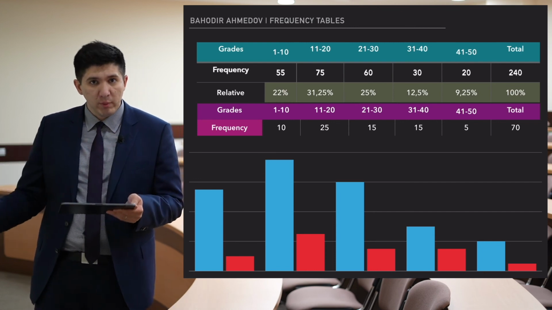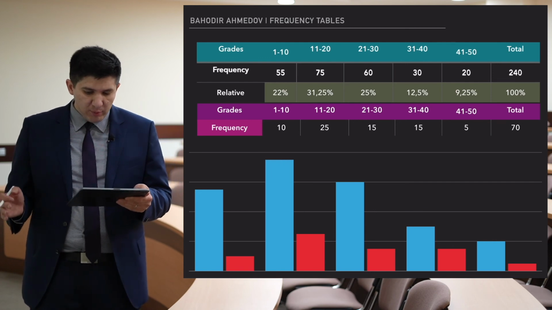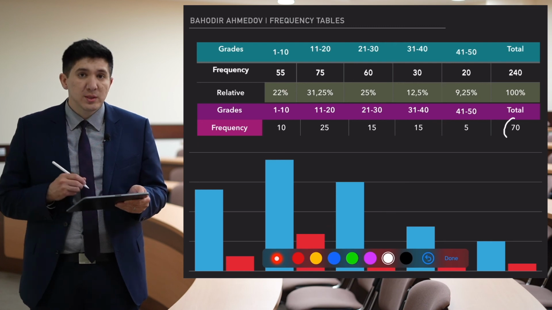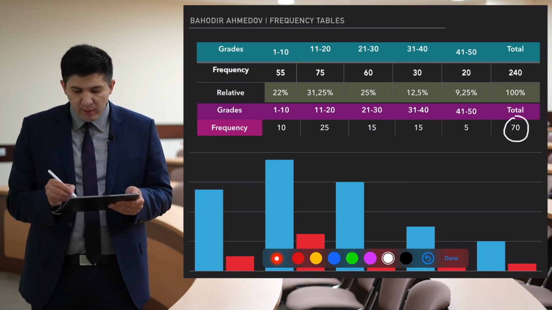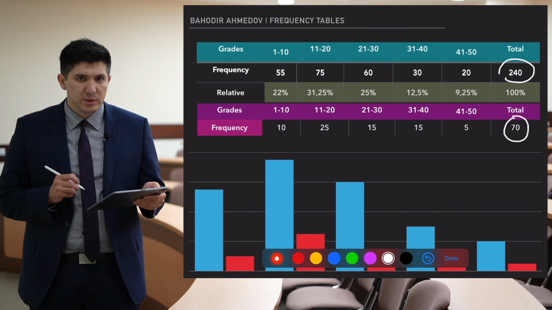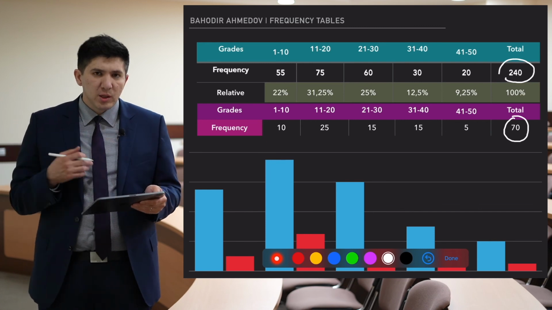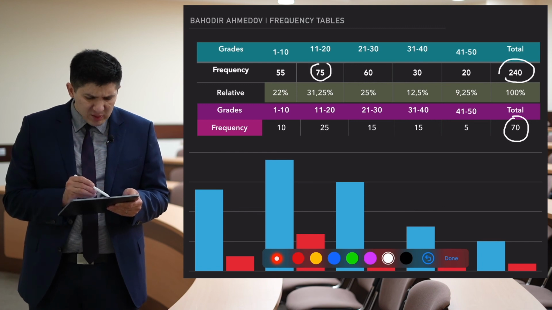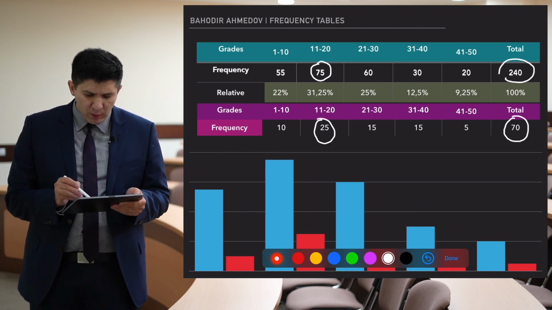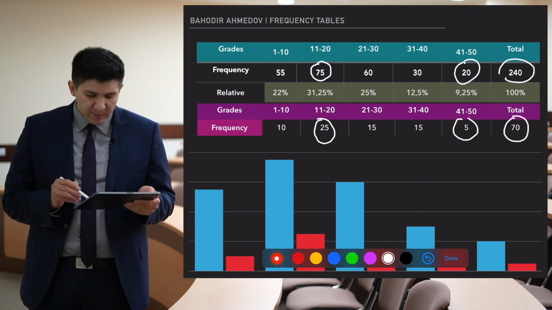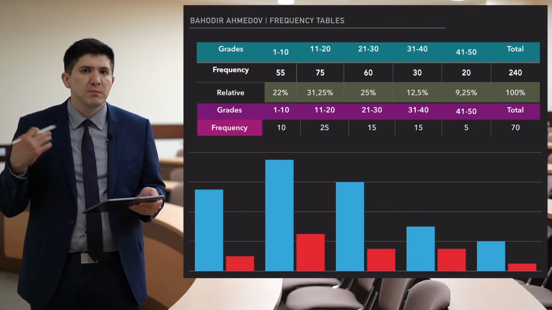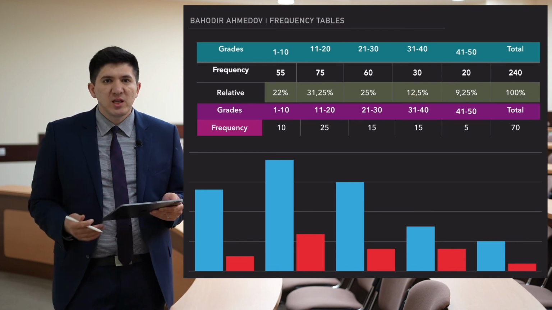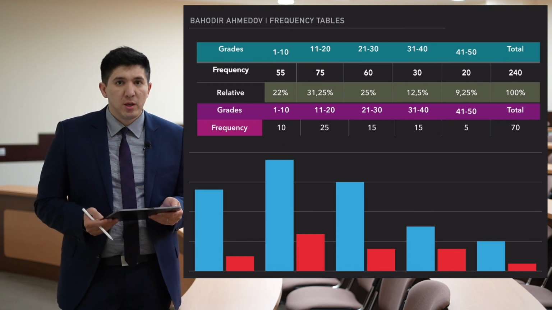Again, here in this table it is written that I've got one group with 70 students and another group with 240 students. So it is very difficult to compare these two data with the numbers. For example, I can see here that 75 is much more than 15, or 20 is much more than 5. And this is not correct to compare these two tables when the number of the data values in these two tables is so different.